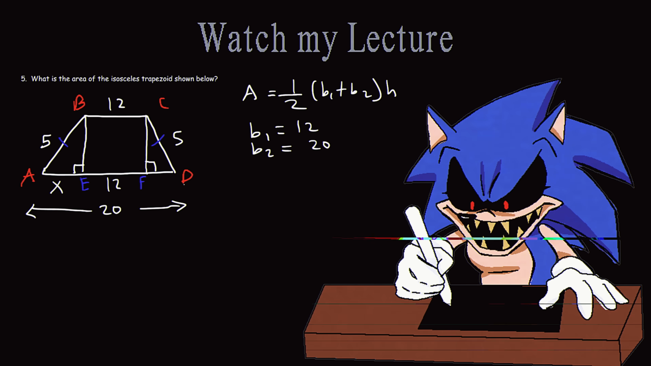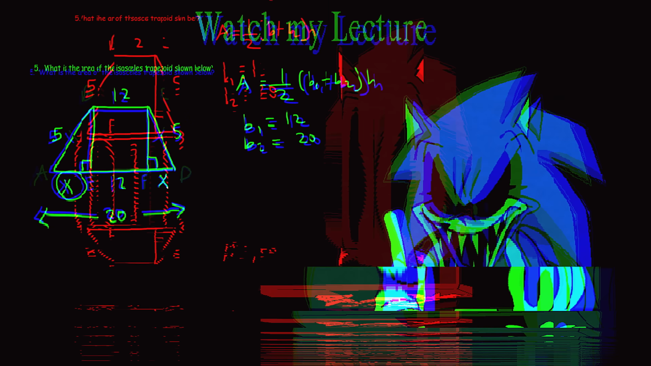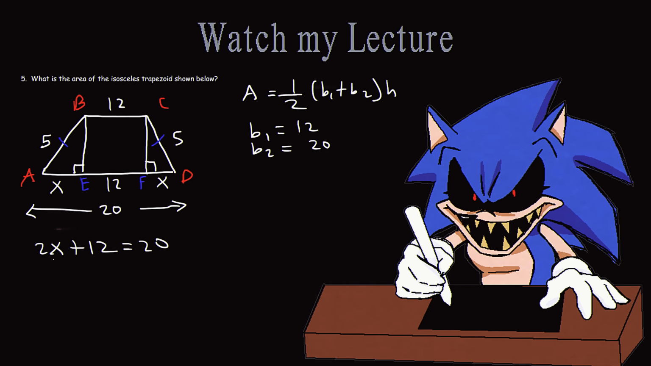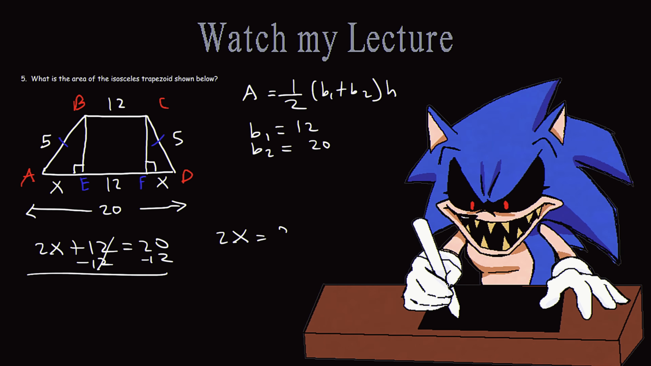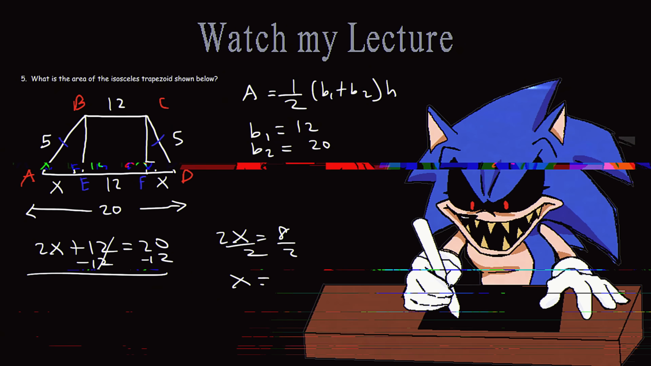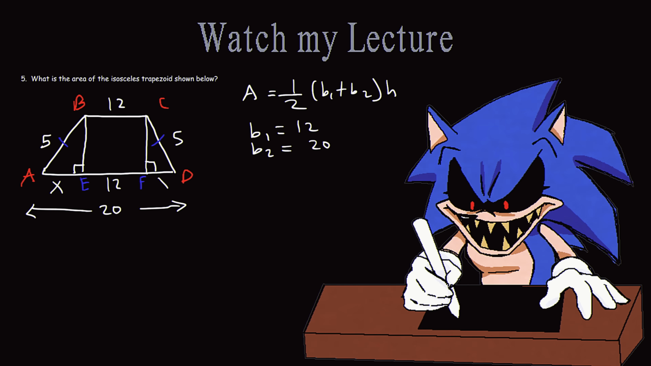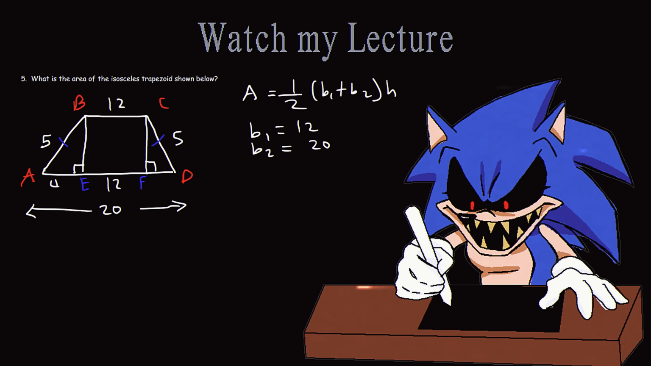So if we call this X and X, we could say that X plus 12 plus X is equal to 20. Or 2X plus 12 is equal to 20. So let's subtract both sides by 12. So 20 minus 12 is 8. And if we divide by 2, we can see that X is 4. So we could put a 4 here. So now we can find H, the missing side. So now let's focus on this right triangle.